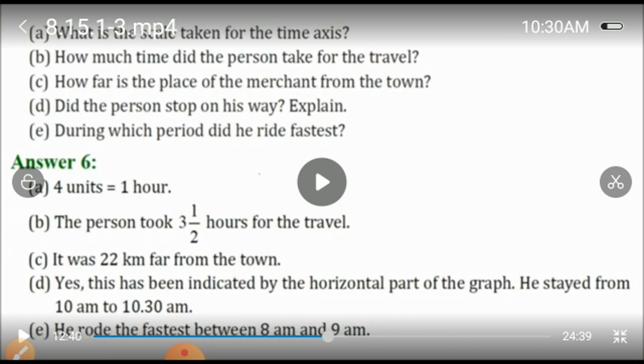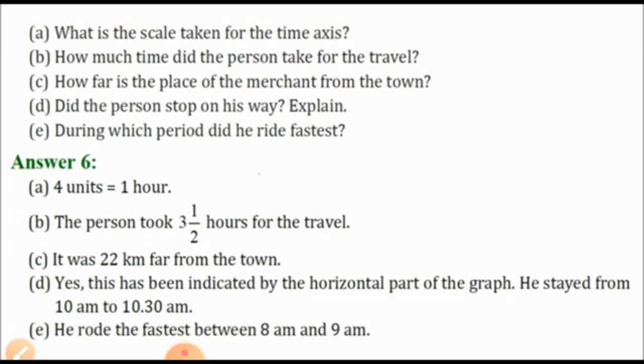He stayed from 10 a.m. to 10:30 a.m. Stayed means he may be taking a rest. Yes, so nobody can cycle for this much time. You know very well, 3.5 hours, very difficult to run the cycle. My dear student, last one, during which period did he ride fastest? So you have the clear idea. From 8 to 9, he traveled more kilometers. You had the answer about this one, 10 kilometers. Is it? Correct. So we can say these things through the graphs. Is it or not? So 8 to 9, he may be cycling very fast.